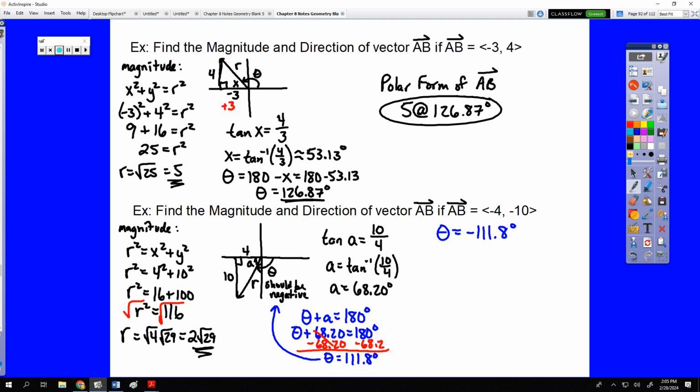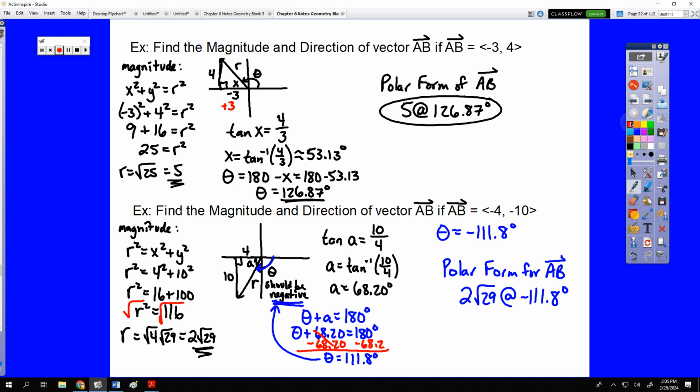Yep, 111.8 degrees. But again, we are rotating in a clockwise direction, which means our angle should be negative. So our polar form for AB, our answer, would be 2 root 29 at negative 111.8 degrees.